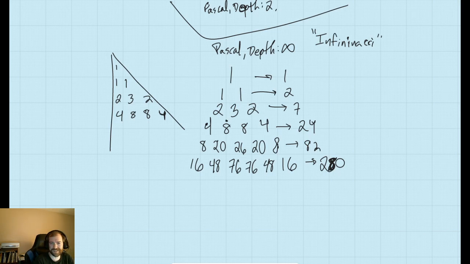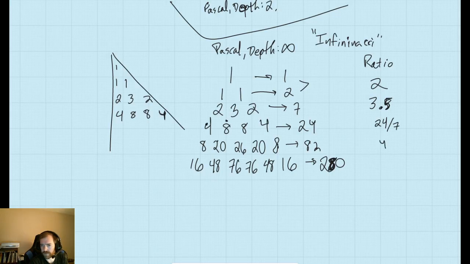Double check me. So anyway, I did this on all of the previous ones as well, and I noticed that there was a ratio between all of the sums. So our ratio between the first two is going to be 2 to 1, and then it was going to be 7 to 2, so 3.5. And then 24 to 7. And then 82 to 24 is 41 over 12. And then 280 over 82.